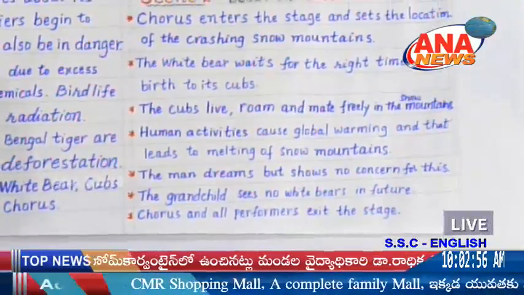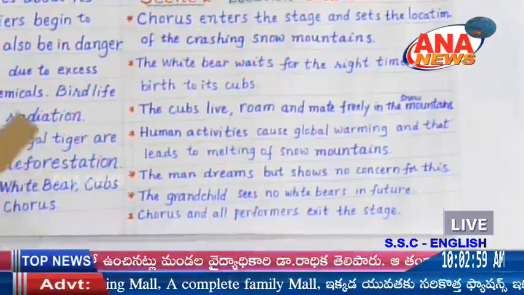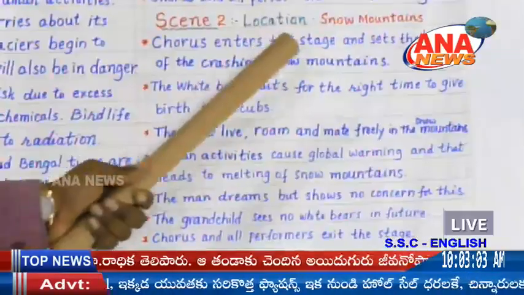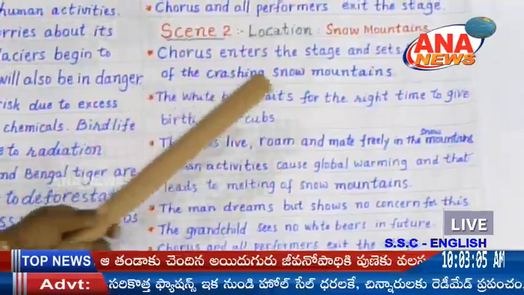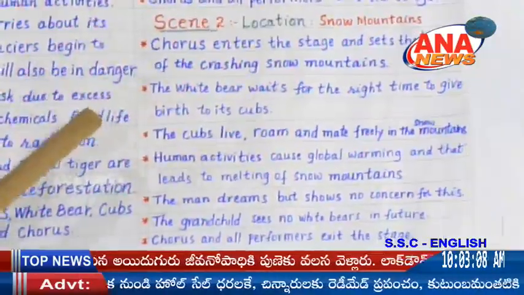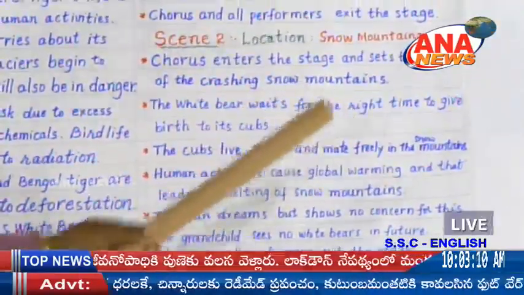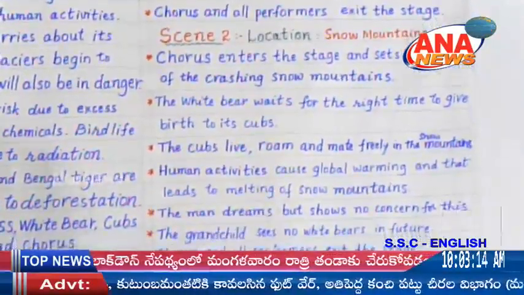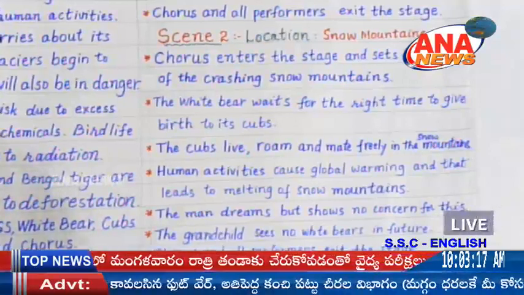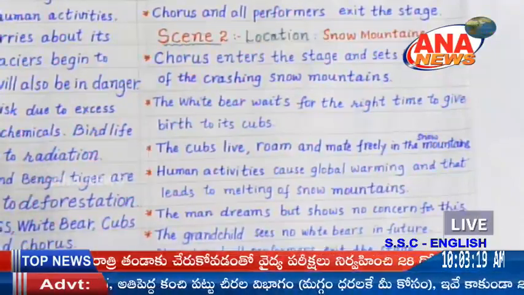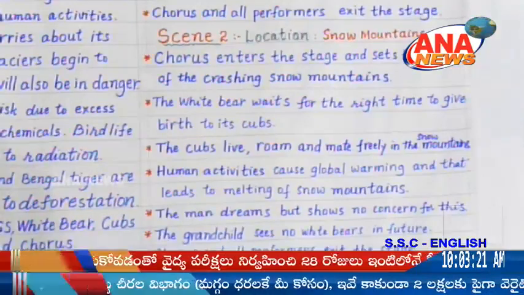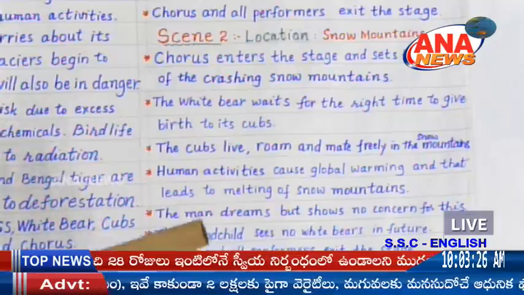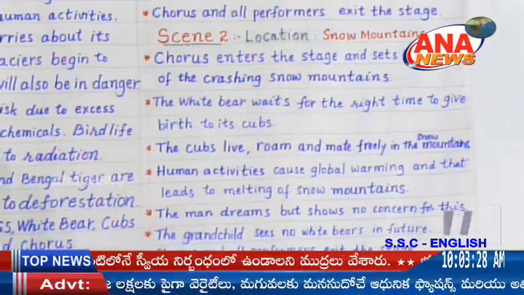Okay, my dear children, welcome back. Let's continue our discussion. So, scene 2, chorus enters the stage and sets the location of the crashing snow mountains. Then, the white bear waits for the right time to give birth to its cubs. The white bear is going to deliver its cubs. So, the bear is waiting for the right time because the bear knows very well that the snow mountains have already begun to melt. So, it worries about the future of its cubs.